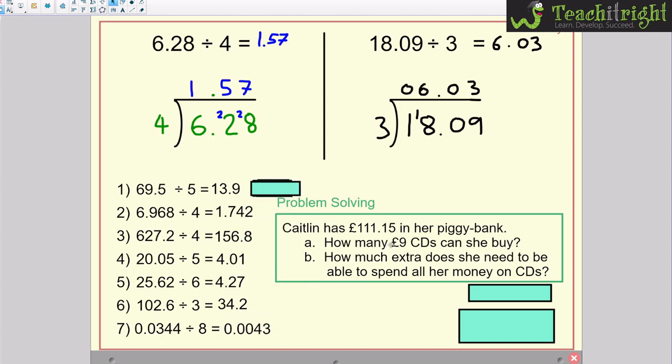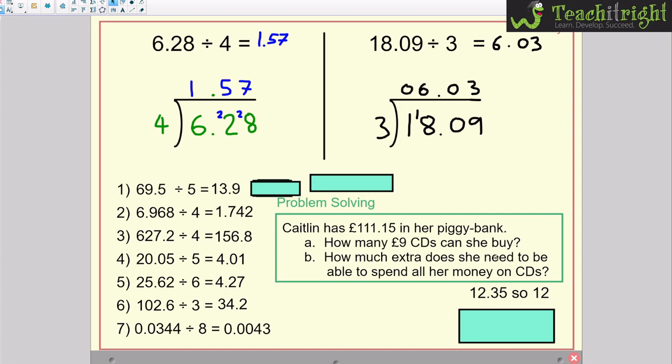And for the problem-solving question, we had to do 111.15 divided by 9. This is important. It tests a good understanding of what happens if you get an amount left over. Well, if they could buy 12 and a bit CDs, well, a bit of a CD doesn't really do much good. So the actual final answer, I think, should be 12. They could buy 12 with some money left over, which is not enough to buy a whole CD.